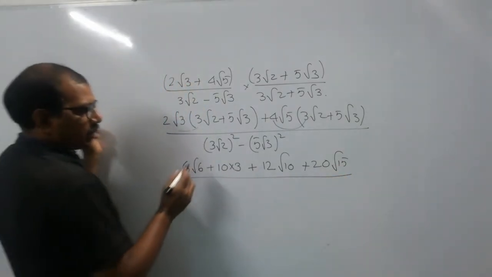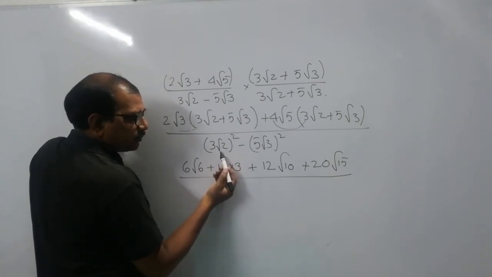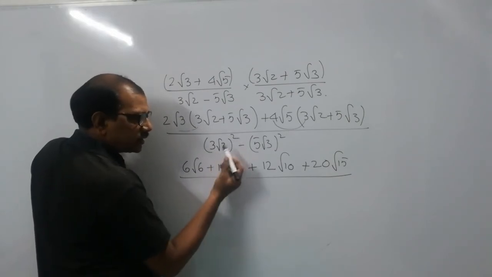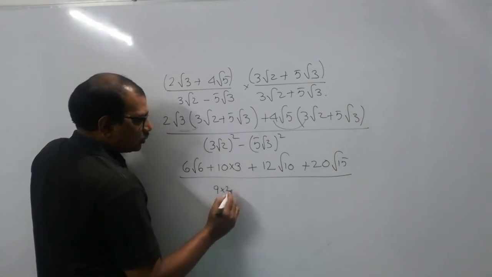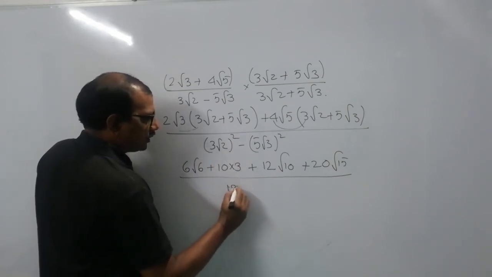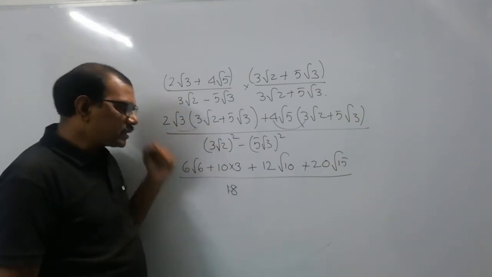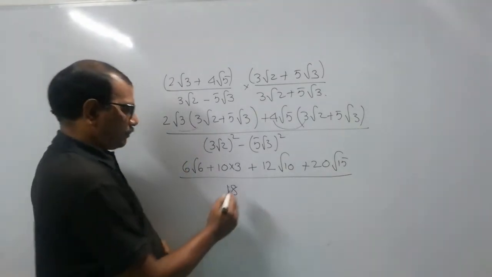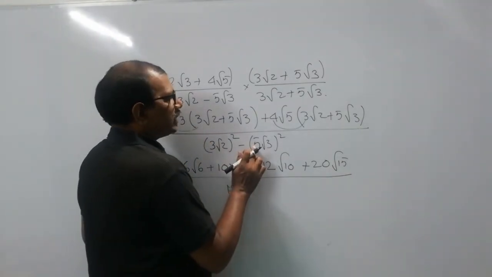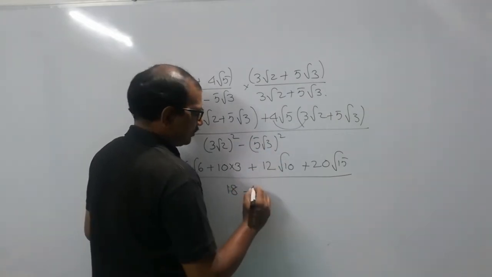Upon, now this is very important, 3 root 2 square. So 3 ka square multiplied by root 2 ka square. 3 ka square is 9. Root 2 ka square is 2. So 9 twos are 18. So the square of 3 root 2 is 18 because 3 ka square is 9, root 2 ka square is 2. So 2 into 9 is 18 minus 5 square is 25. Root 3 square is 3. So 25 threes are 75.